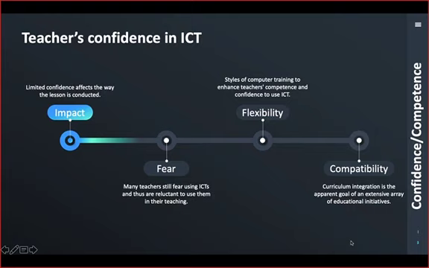The second element is fear, actually. Many teachers still fear using ICTs, and thus they are reluctant to use them in their teaching. Here we are talking about the styles of computer training, which are enhancing the teacher's competence and confidence to use ICT. Back in 2004, a study discovered that there are some barriers which affected the integration of ICTs in the lessons, the syllabus, or the classroom. This is a real experience, and real data provided by teachers all around the world.